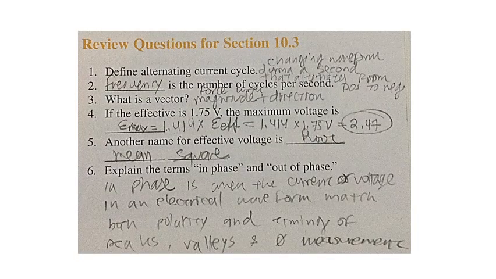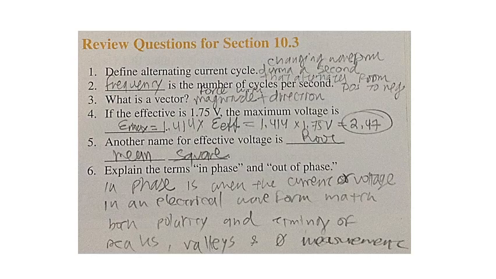And now questions for review for section 10.3. Number 1, define alternating current cycle. It is a changing waveform during a second that alternates positive to negative. Number 2, fill in the blank: the blank is the number of cycles per second. That is frequency. Number 3, what is a vector? It is magnitude and direction.